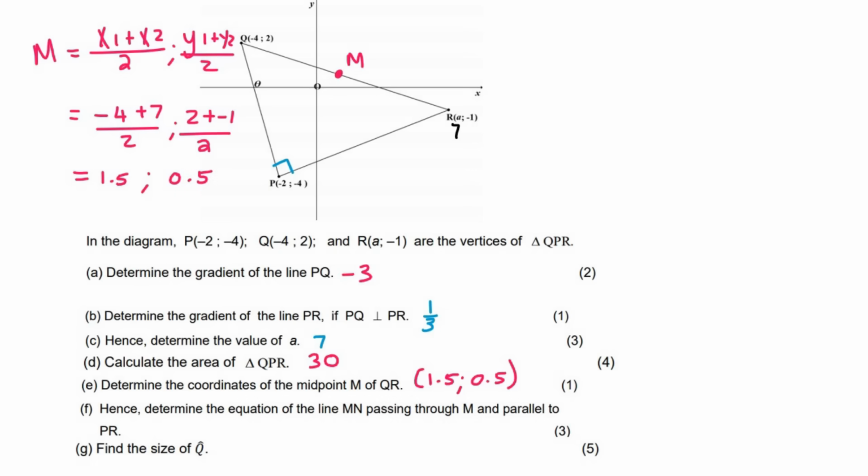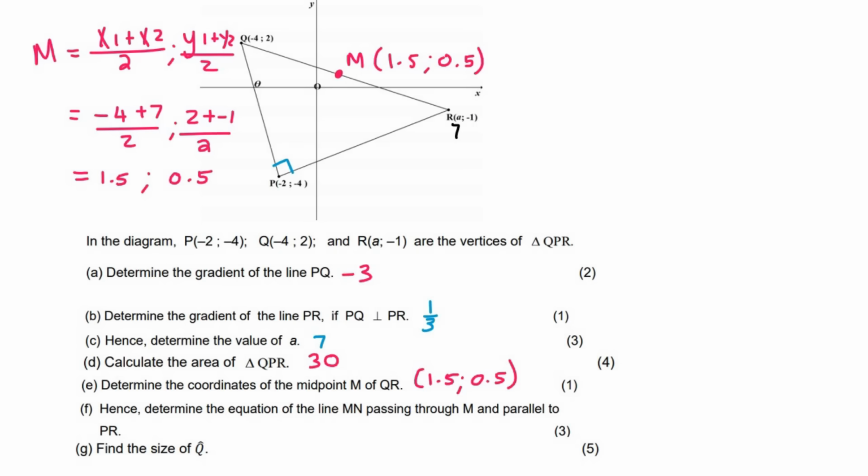So we must just remember that. It's 1.5 and 0.5. Question F. Determine the equation of the line mn, which is passing through m and parallel to pr.